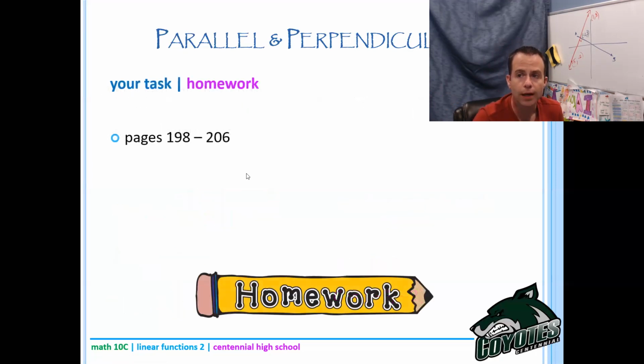Okay, so that ends our conversation on parallel and perpendicular lines. Next lesson, we're going to start getting into equations of lines and how to write equations of a line. So next up will be slope-intercept form. Okay, in the meantime, make sure you practice your homework and connect with me if you have any questions.